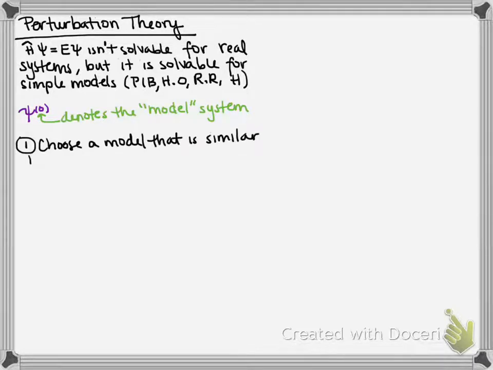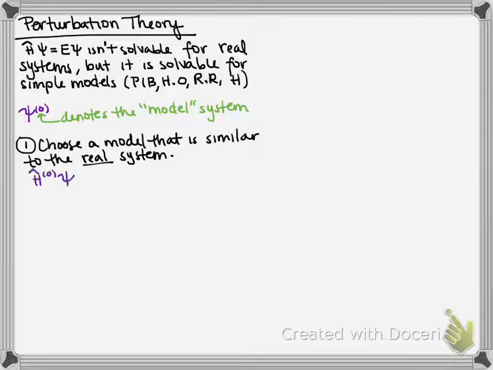The first step in perturbation theory is to choose a model that seems similar to our real system. Just like in variational theory, our choice of a trial wave function was critical, here in perturbation theory, our choice of a model is critical. So we want to be very careful and very intentional about which model we choose. If we choose to use a particle in a box model for something that doesn't at all resemble a particle in a box, we're going to get a really bad answer. So it's critical that we think about which model is going to reflect most similarly the system that we're trying to calculate the energy of.